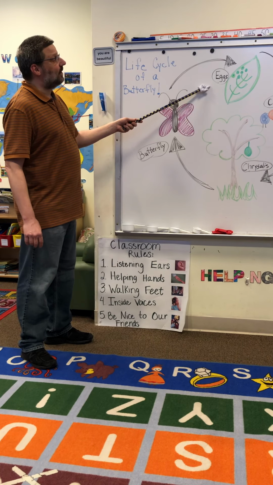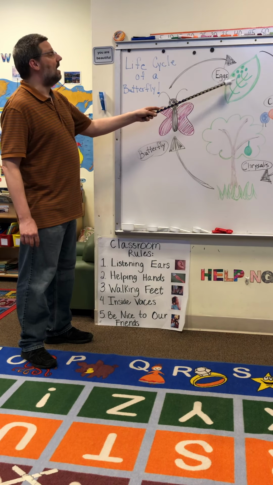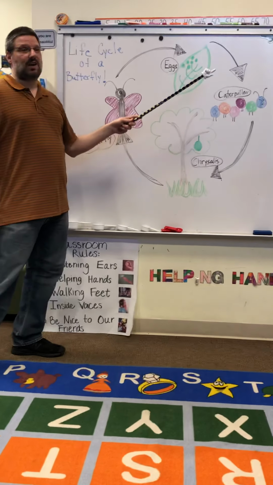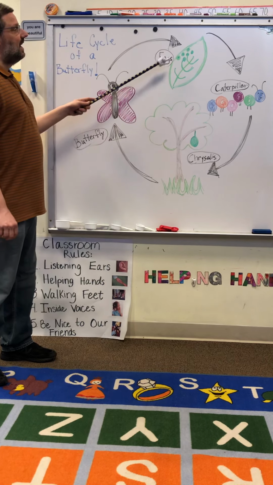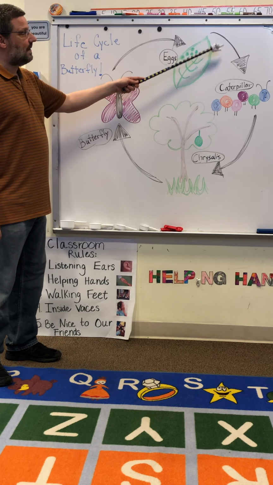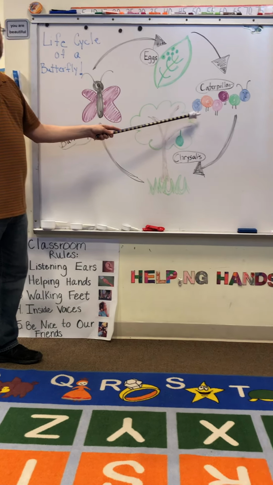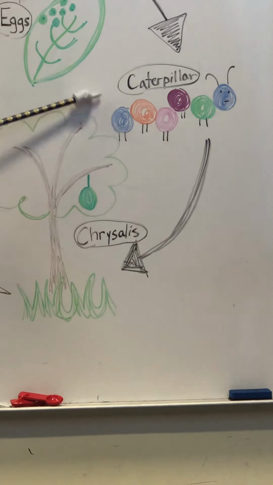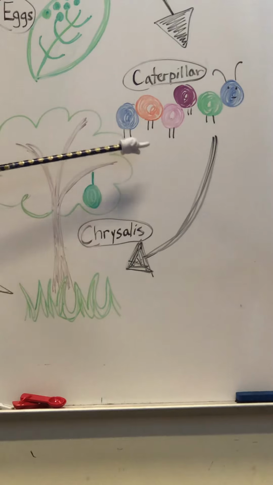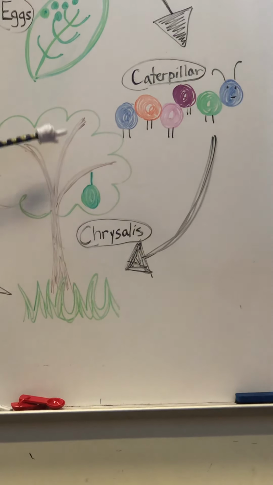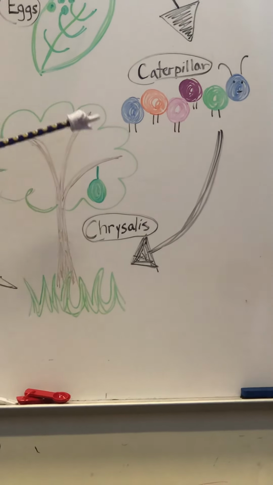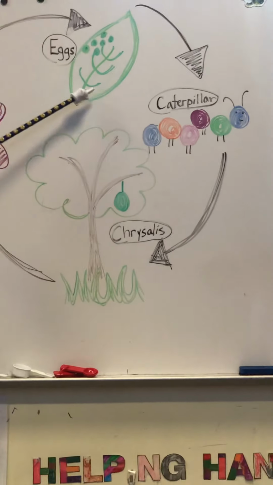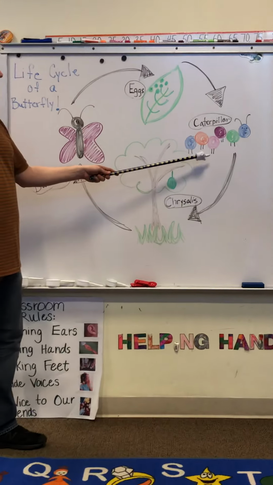So the eggs are laid on the leaf, okay, and then they're going to stay there for a couple days, maybe a couple weeks, and then they're going to hatch. And when they hatch, they become a caterpillar, a very small, tiny caterpillar, okay. And then it has to do a lot of eating. Remember Eric Carle's book, The Very Hungry Caterpillar? It does a lot of eating as a caterpillar, and it eats lots of leaves that it lives on, okay?